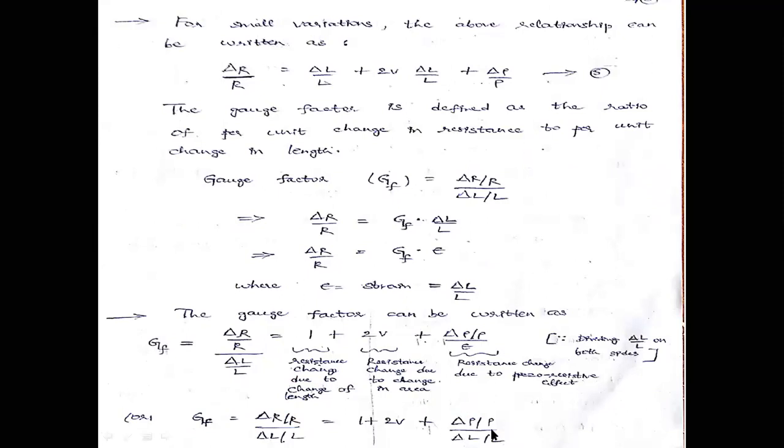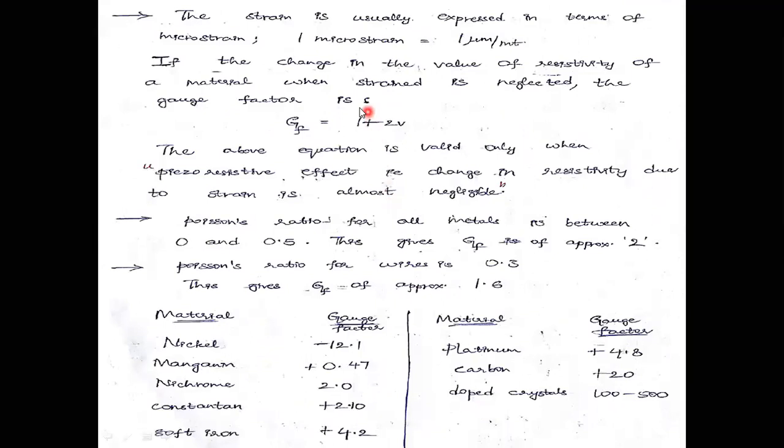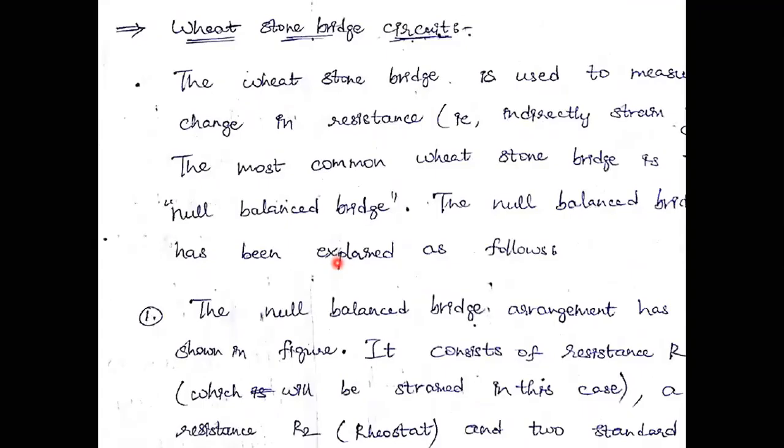That is 1 plus 2V plus delta rho by rho by delta L by L, the simplified form of gauge factor by neglecting the resistivity, that gauge factor is given by 1 plus 2V. Okay. In this way, you are supposed to derive the gauge factor for strain gauges.